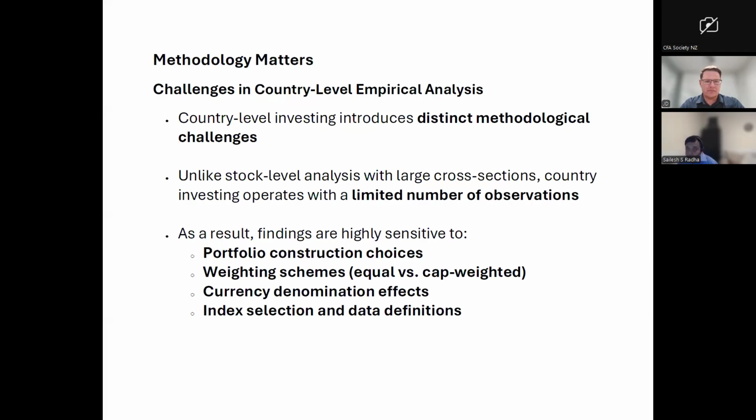And if you've been closely following the MSCI framework, there have been issues in the Serbia index as well, and recently in the way they compute some of their indexes too. So robust country level factor investing requires careful methodology design, as results are highly sensitive to construction choices as well.